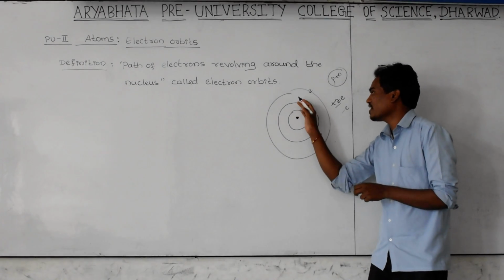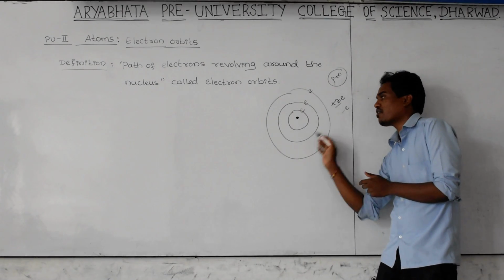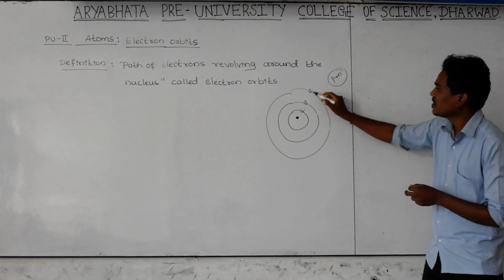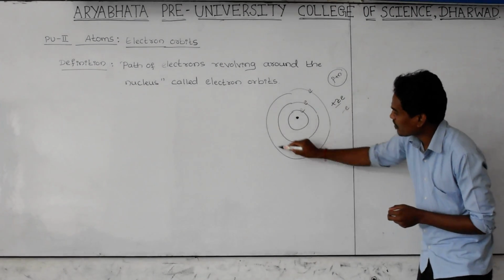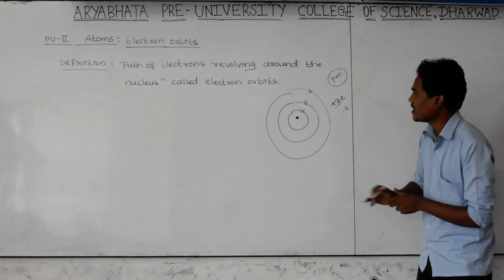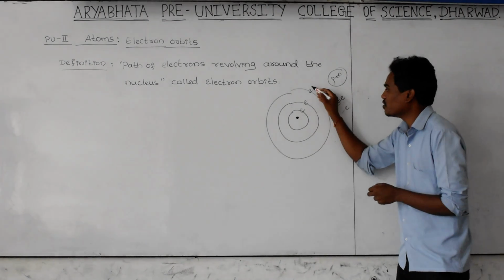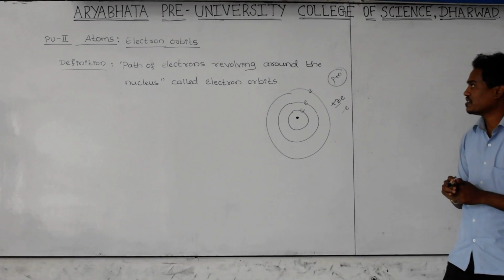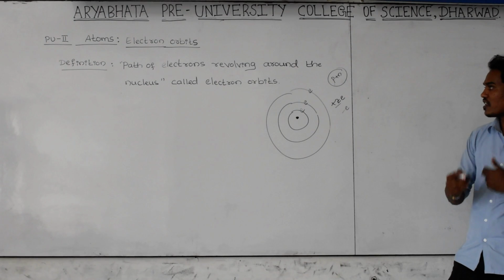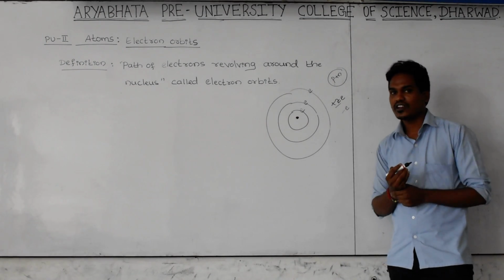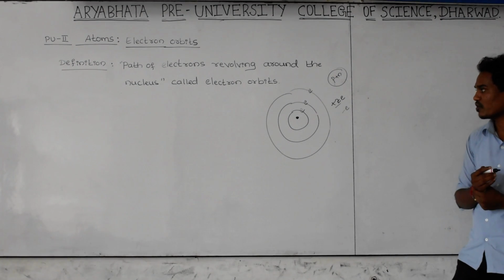In each and every orbit these electrons are revolving around the nucleus. What is the reason behind this? Let us take an electron revolving around the nucleus. The reason is that there is an electrostatic force of attraction by the nucleus towards its center. As you know very well, one is a centripetal force, another is a centrifugal force. These electrons experience the centripetal force of attraction by the nucleus.